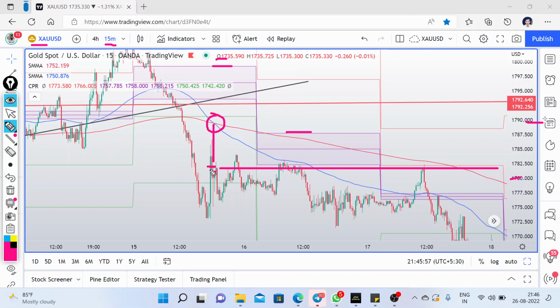And if you are entering here and you are considering this as a stop loss, as you can see, this is a big difference. So you have to manage the risk reward properly. Like if you are entering at 1782 and this is 1800, this is a big stop loss. Now if you are considering this as a stop loss, your reward should be that much bigger.